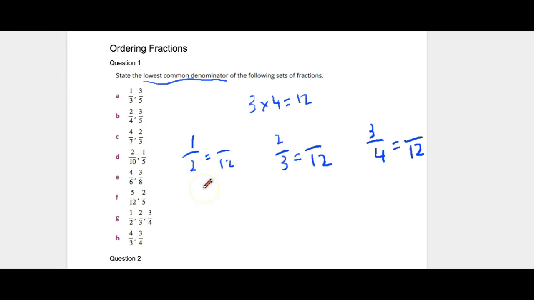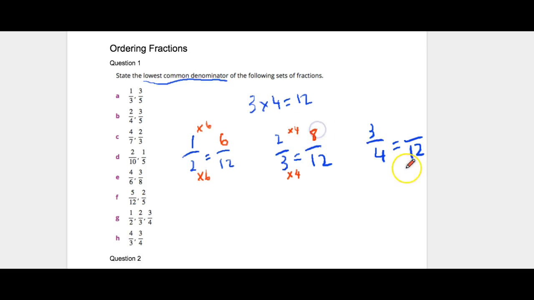Okay, so what do I multiply the 2 by to get to 12? I multiply it by 6. This is why it's extremely important you need to know your times tables. So a half is the same as 6/12. What do I multiply the 3 by to get to 12? I multiplied it by 4.